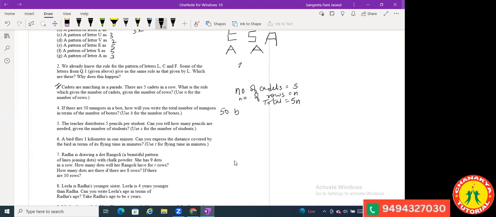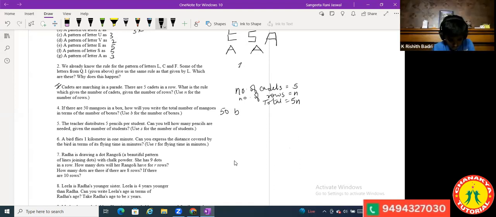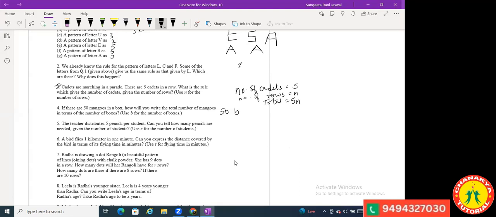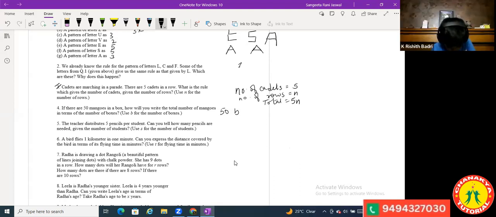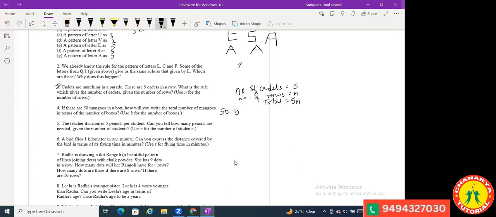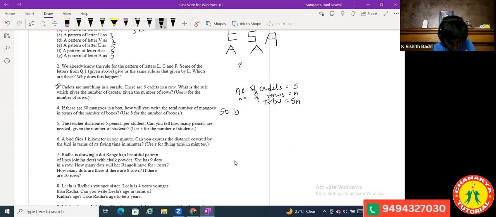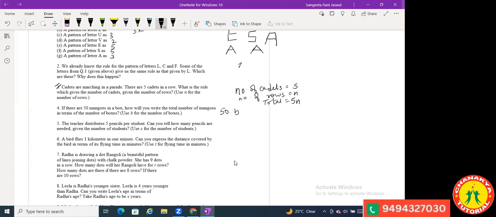Those who have done, move on to the next one. Ma'am, done, ma'am. Great. Ma'am, shall I say my statements? Yes, say. Bird flies 1 kilometer per 1 minute. Okay. Number of minutes is equal to t. Yes. Total distance covered by the bird is equal to 1 into L, which is 1L. T, not L. T. Yes, ma'am. T. Okay, good. Now, see the next question.